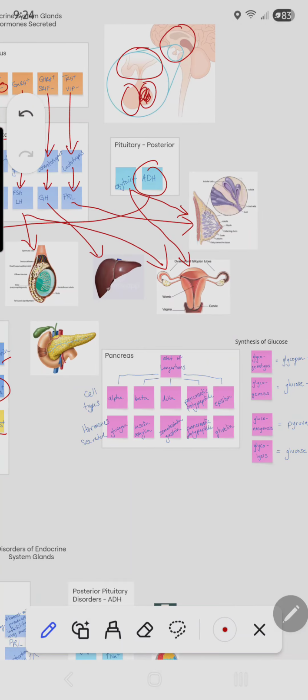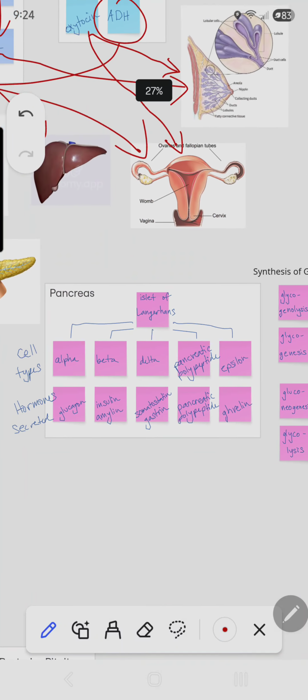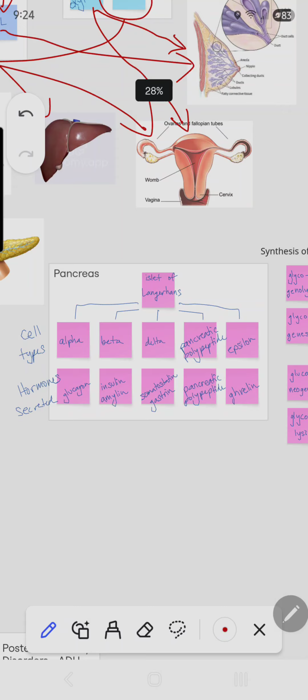The next organ that we're going to be talking about is the pancreas. And the pancreas has these little islands inside called islets of Langerhans.